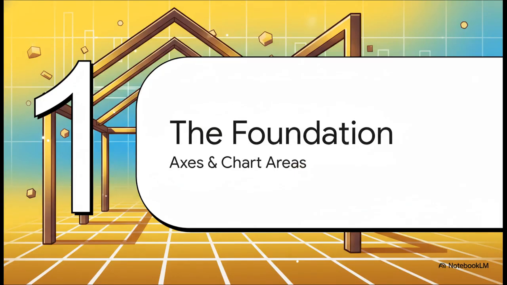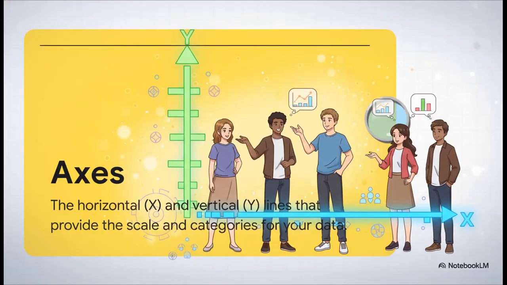Just like building a house, every great chart needs a solid foundation. And for us, that foundation is built with the axes and the chart area itself. If we get this part right, trust me, everything else just falls into place. I like to think of the axes as the skeleton of your chart. You've got the horizontal x-axis, which is usually for your categories, like time or products. Then you have the vertical y-axis, which gives you the scale, the value. Getting a handle on these is the absolute first step to taking control of your data's story.